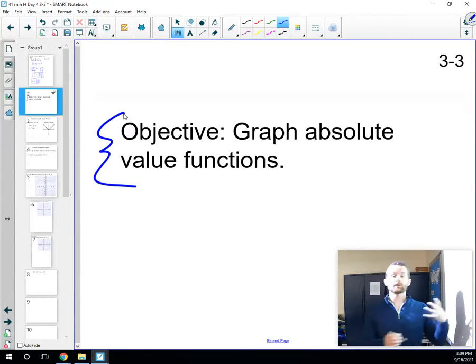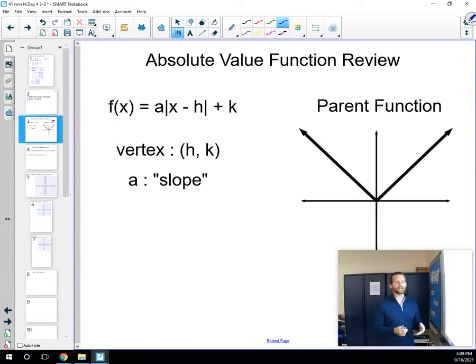So we're still in the same section we were dealing with yesterday, but we're taking a little break, a little hiatus from the systems, because before we get to our next type of system, we have to make sure we're really good at graphing absolute value functions. This is something you may have seen in Algebra 1, you may not have, so let's do a little review.